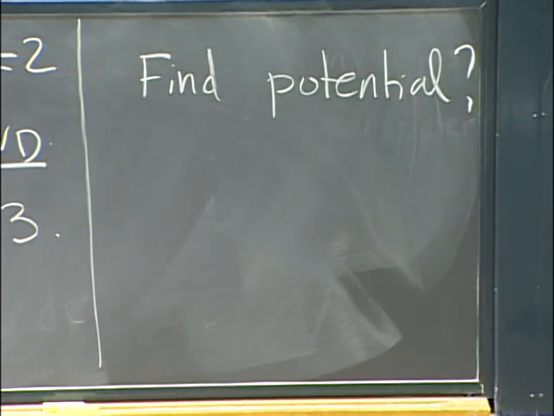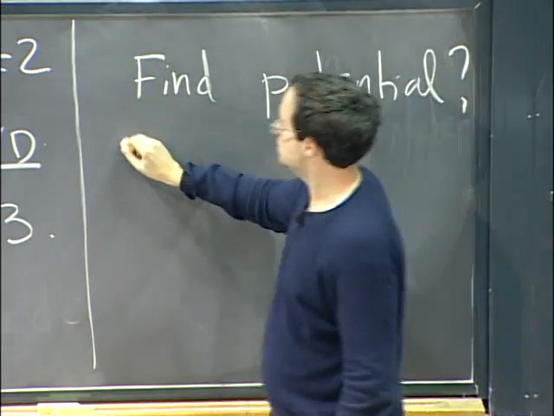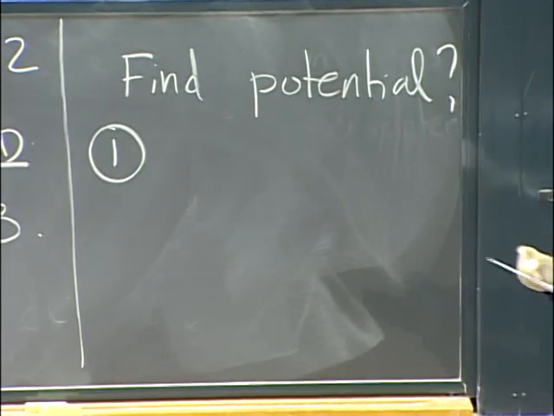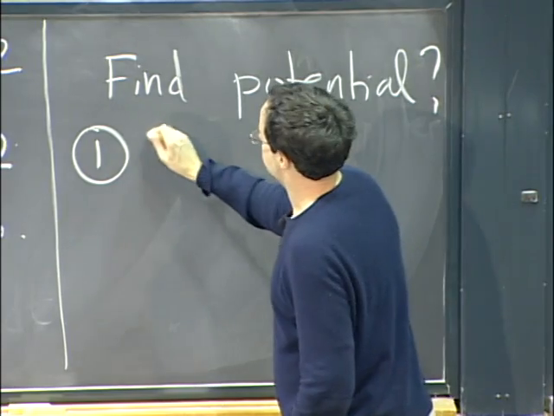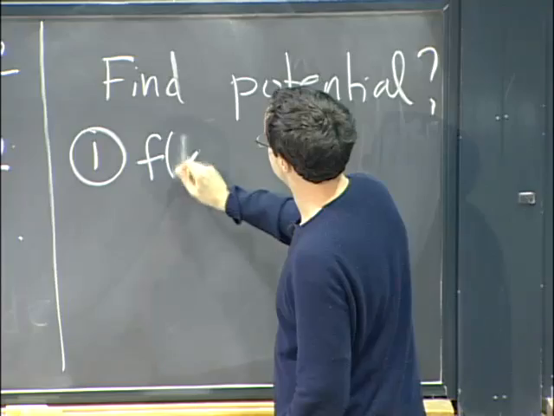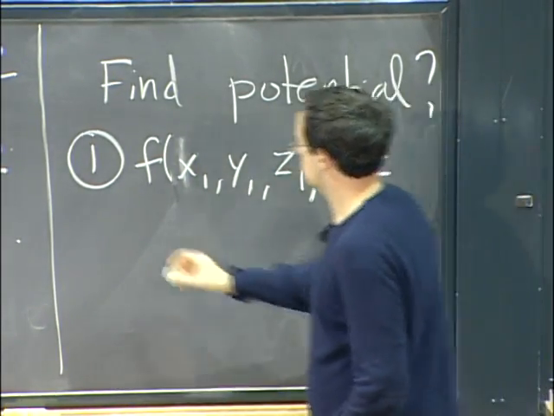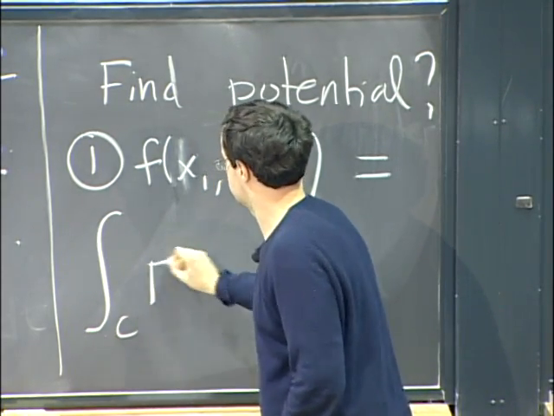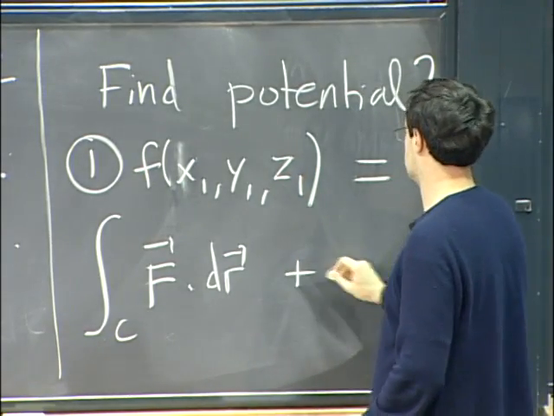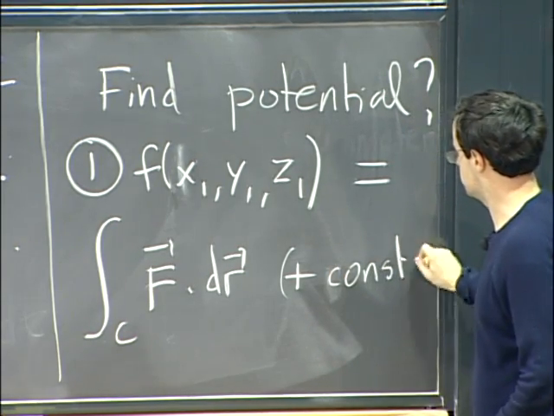Well, there's two methods as before, okay? One of them, I don't remember if it was the first one or the second one last time, but it really doesn't matter. One of them was just to say that the value of f at a point, let me call that x1, y1, z1, is equal to the line integral of my field along a well-chosen curve, plus, of course, a constant, which is going to be the integration constant.